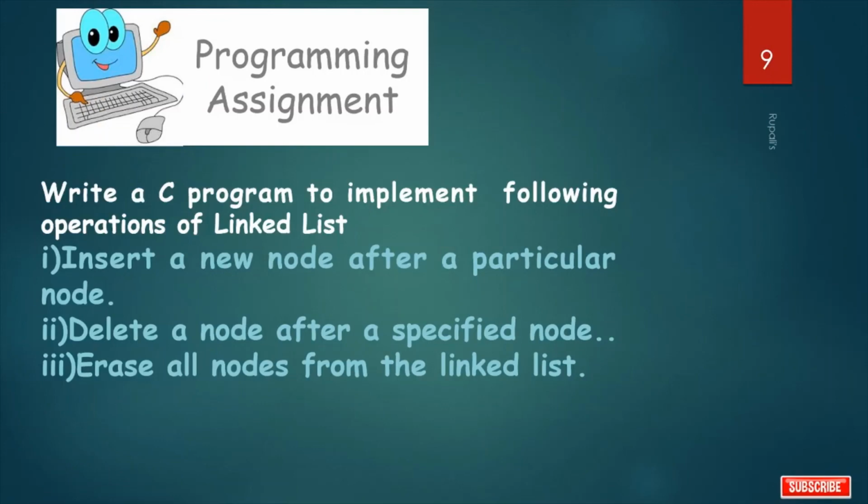So this is your programming assignment. Write a C program to implement the following operations of linked list. Insert a node after a particular node whose info is given. Delete a node after a particular node whose info is given. Erase all nodes from the linked list.